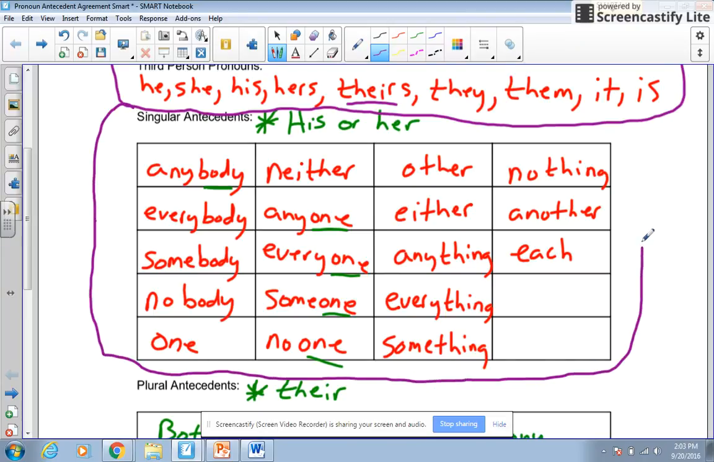So take a look at this right here. This chart has singular antecedents. Whenever a sentence uses one of these antecedents, we need to use his or her for a pronoun. So if I said someone, notice how someone is right here, is a singular antecedent. Someone left their scissors on the desk. That's incorrect. A lot of adults talk that way. It should be someone left his or her scissors on the desk, because notice how someone is singular, so it needs to have a his or her for a pronoun.